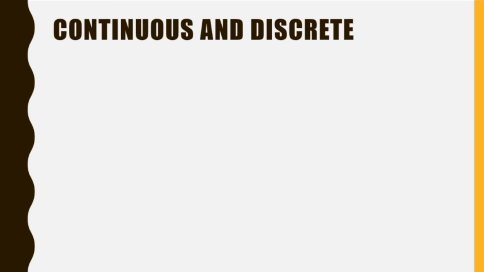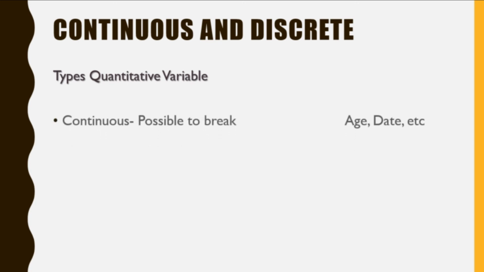Next 2 types are continuous and discrete. These are 2 types of quantitative variables, wherein we have quantity, numericals, and we are able to measure it. But among them there are 2 types. One is continuous variable and the other is discrete variable. Continuous variable is something which is possible to break. For example, age, date, and so on. If I ask you, what is your age, even if I'm asking your age today, you'll be able to say these many years, these many months, these many days, and these many hours. It's possible to break it, right?